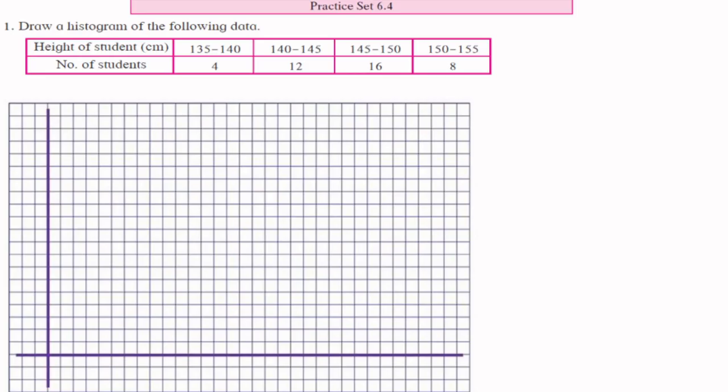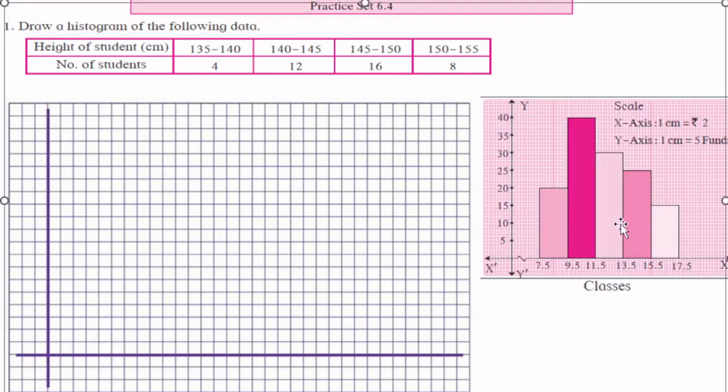Okay, let's proceed. We are not going to waste time reading and understanding the example. Let's see practice set 6.4 and you will understand how this can be done. Here it says draw a histogram of the following data. What data have they given? They have given the class marks 135, 140, 145, 150, and the number of students, and they've asked us to draw the histogram. What is a histogram? See this. We have a bar graph. We have the class marks, everything. We have presented the number of people in each range and then plotted the graph. This is nothing but a histogram. The same you have to draw in this question also.